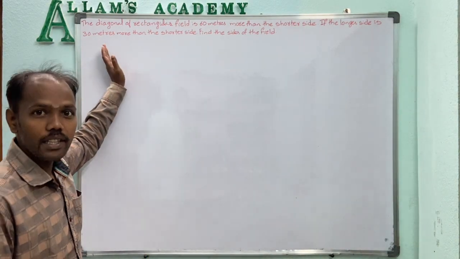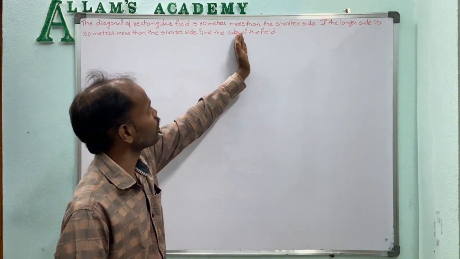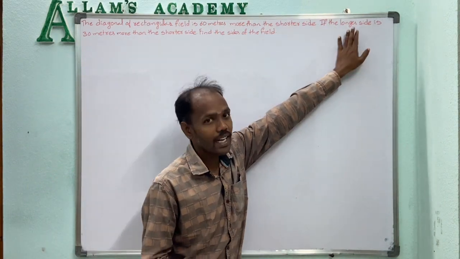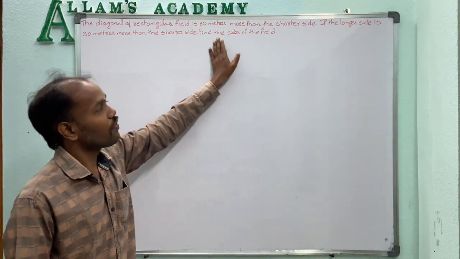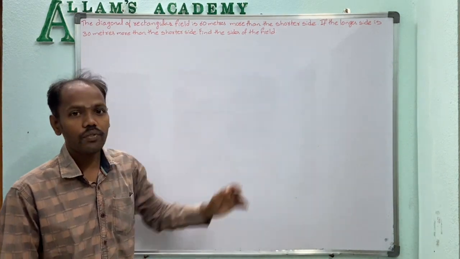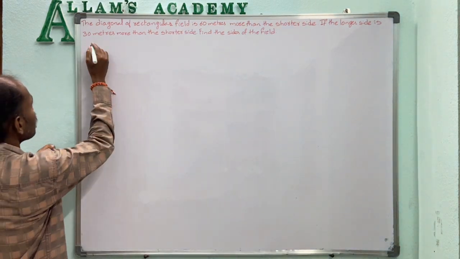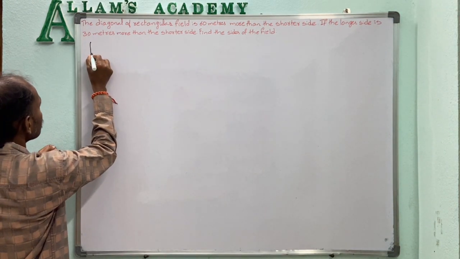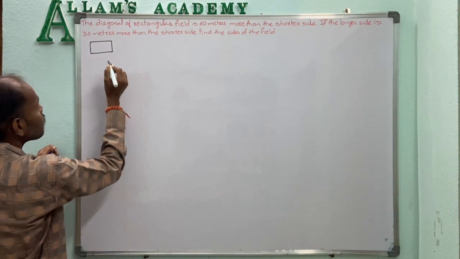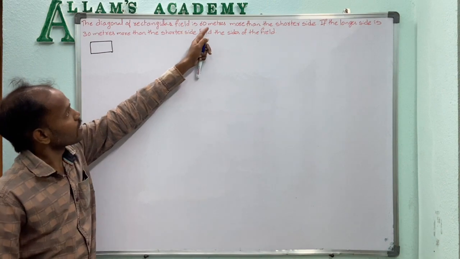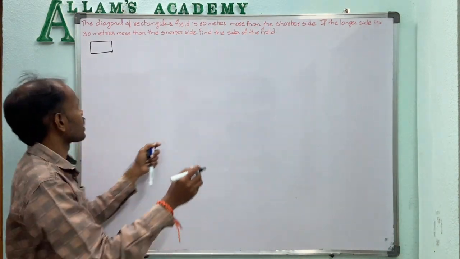Here, given the problem: the diagonal of a rectangular field is 60 meters more than the shorter side. If the longer side is 30 meters more than the shorter side, find the sides of the field. So here, given a rectangular field, in that rectangular field the diagonal is 60 meters more than the shorter side.